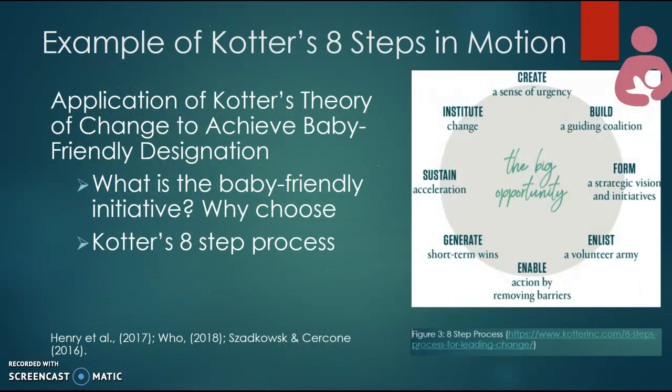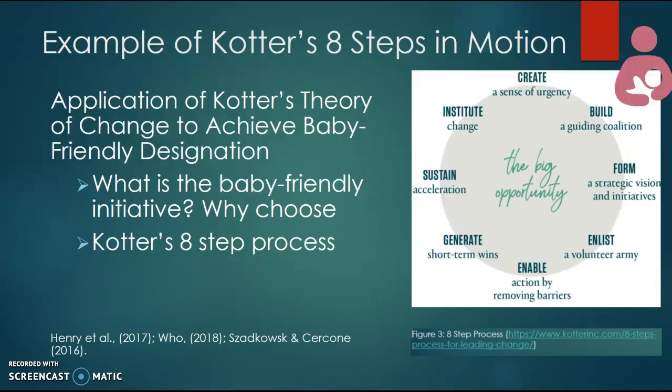So, an example of the 8 steps in motion. In looking at a hospital in Pennsylvania, we are going to look at this mid-sized hospital that was looking at ways to institute the Baby-Friendly Hospital Initiative. This initiative is in response to the World Health Organization's push to improve infant mortality through promotion of breastfeeding and rooming in. In the U.S., the Baby-Friendly Initiative began. The goal of Healthy People 2020 was to improve breastfeeding and thereby improve outcomes, mortality outcomes.